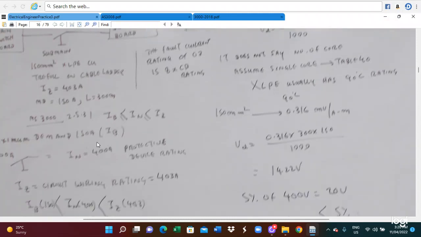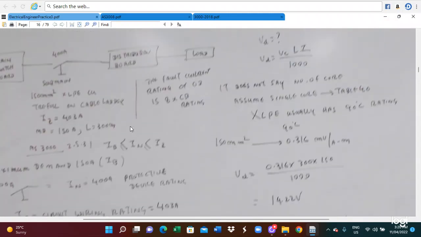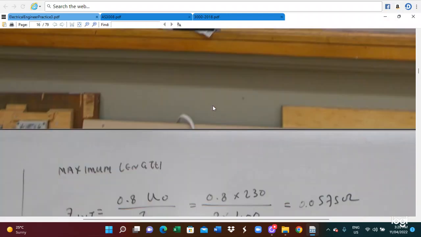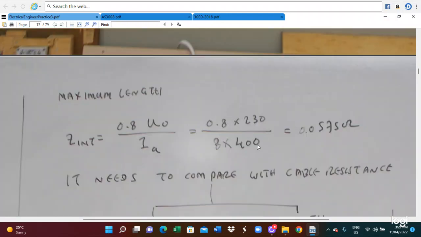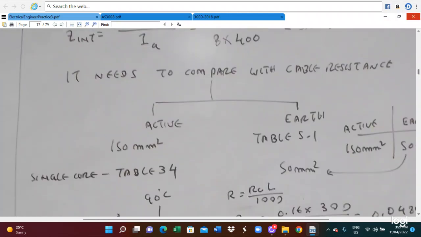So we calculated IM 400 ampere. This is the protective device rating, because 400 ampere is given here. So this 400 ampere we substitute here, and 8 times, because of the magnetic circuit breaker, so 8 times the 400. So this is the IA value. U0 is 230 volt. So 0.0575, this is the ZINT. This ZINT needs to be compared with the K-value of the system.